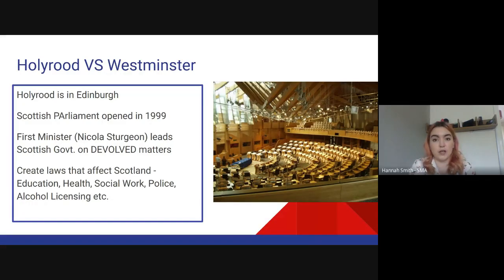There are loads more, but for those who did National 5 last year, hopefully you'll remember the easiest three tend to be education, health, social work, or police. They can't, for example, make immigration laws, and I'm going to come to that next. So remember, Scotland is devolved.